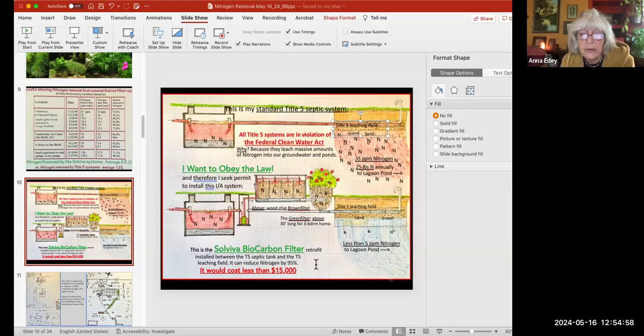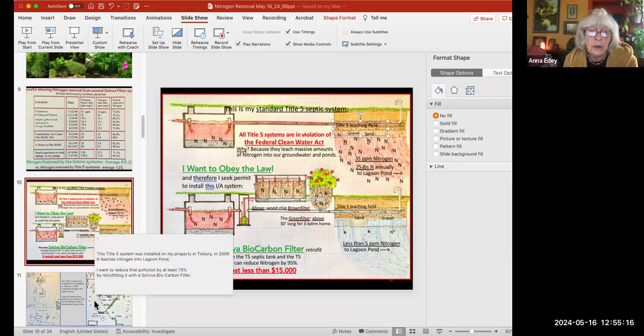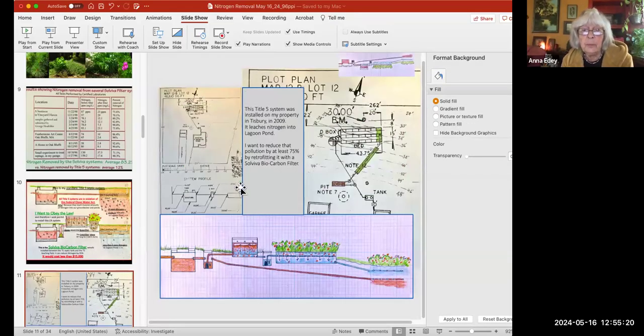It would cost less than $15,000. In difficult situations with more difficult terrain, it might cost as much as 20, but it would definitely never cost more than 20. So it's 50% less cost. It's less than half the cost of what the DEP approved systems are. And that makes an immense difference, of course, for the economics.